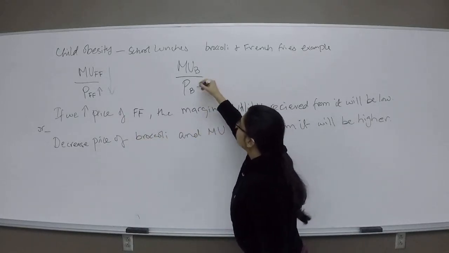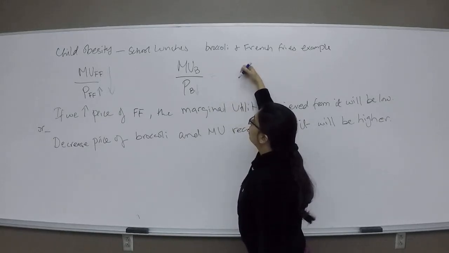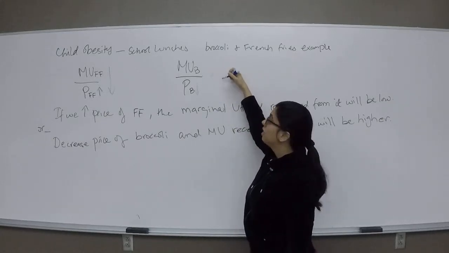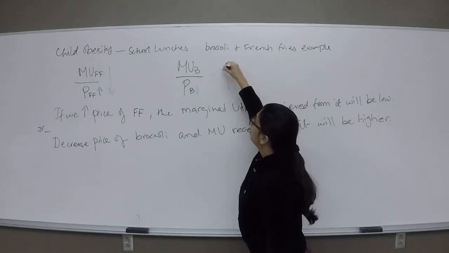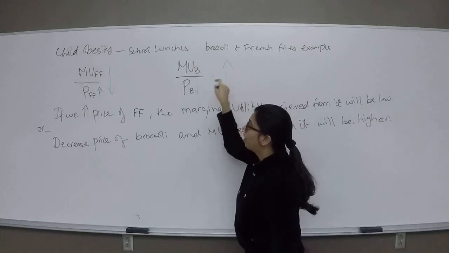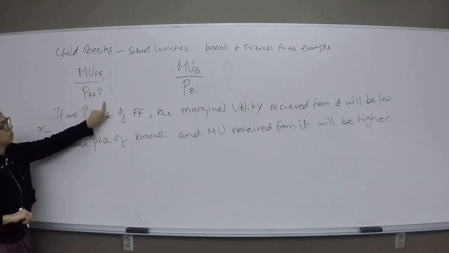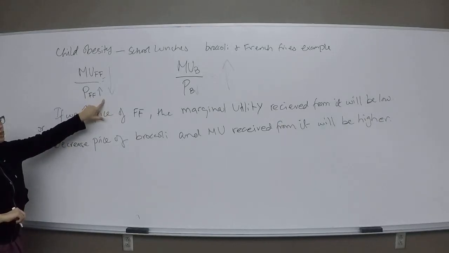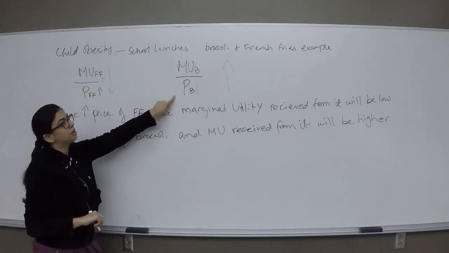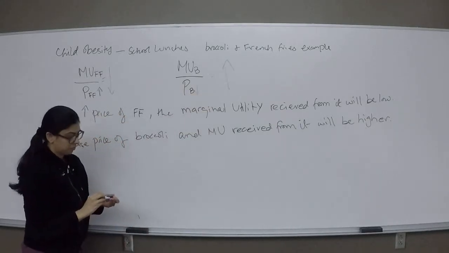If you decrease the price of broccoli, what will happen? Marginal utility per dollar for broccoli will go up. So if you do this, marginal utility will decrease for French fries. If you decrease the price here, marginal utility will increase.